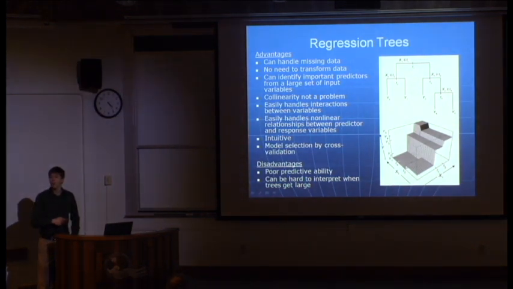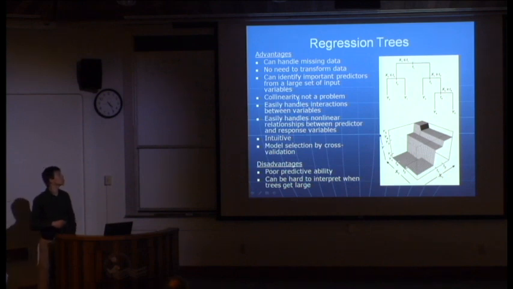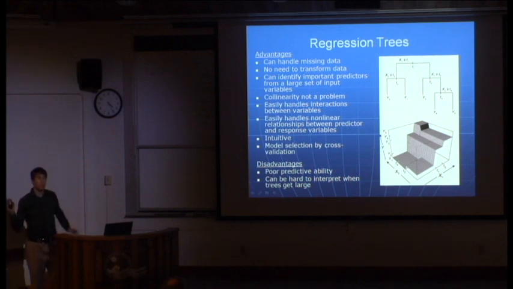So what methods are available here? Well, a method that's really useful, a non-parametric method for dealing with these types of data, is called regression trees. And they have a lot of advantages. Regression trees can handle missing data. There's also no need to transform the data. They don't make those assumptions about the way the data are organized. You can identify important predictors from a large set of input variables. This is nice. You can just throw everything at it, and the regression tree will tell you what's significant, and what's not useful just won't get used in the model.